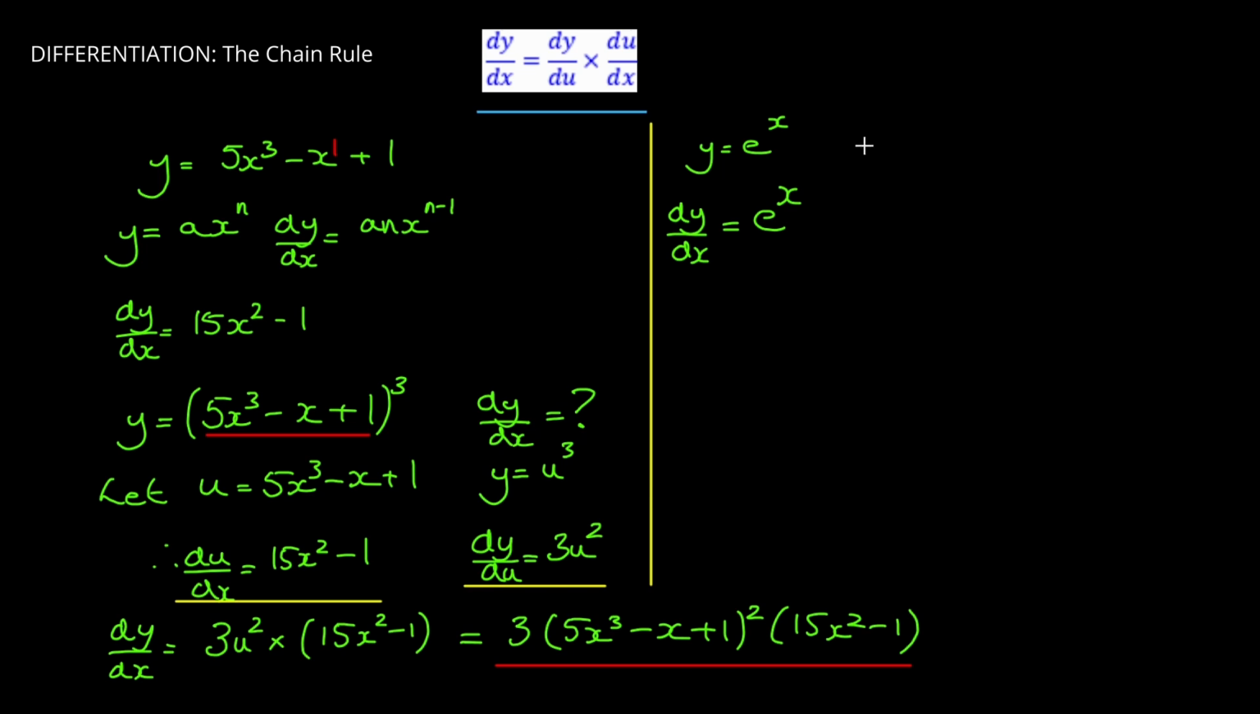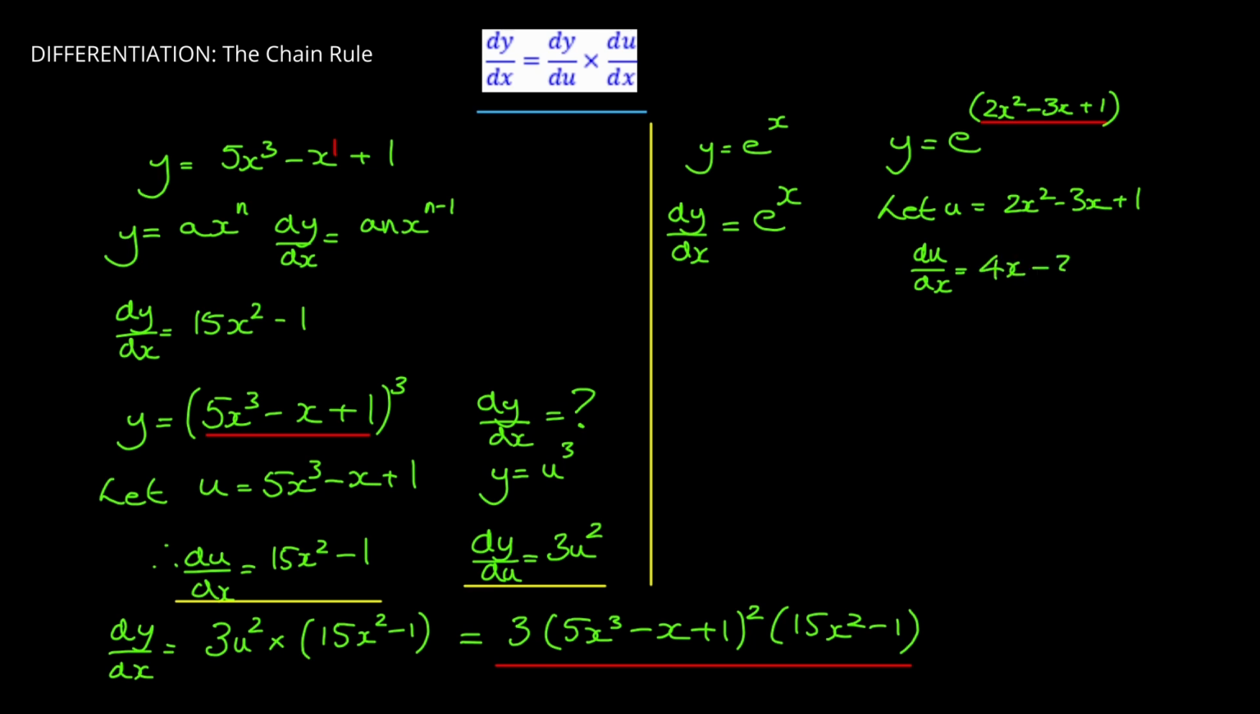Well, let's make this more difficult. So we've got e now raised to the power 2x squared minus 3x plus 1. Yes, looks considerably more complicated. But again, we can do this by the chain rule. Effectively, this is our inner function. So I can say straight away, let u equal 2x squared minus 3x plus 1. du dx, by the first principles method that we've worked out, 2 comes down, we get 4x minus 3.